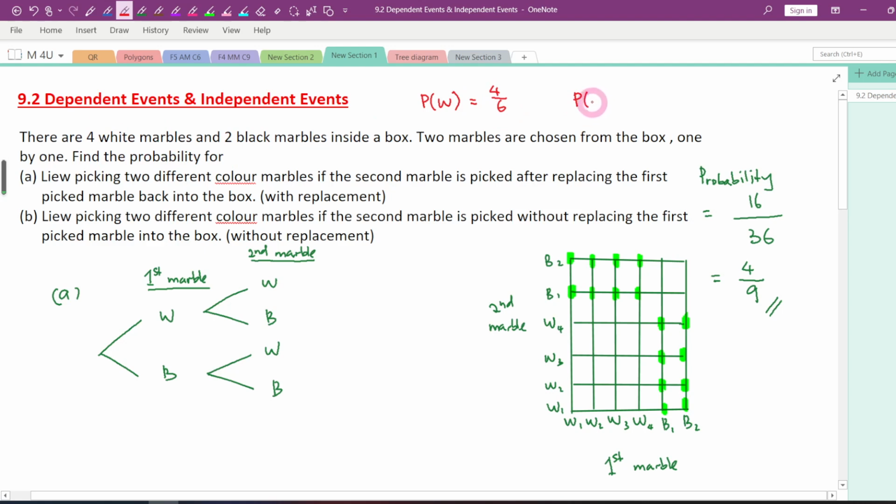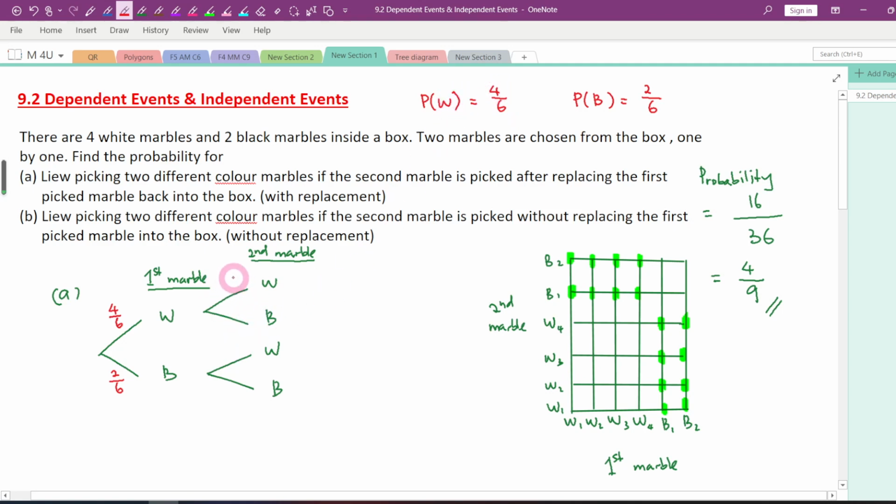What is the probability of getting a black marble? 2 over 6. Okay, now I'm going to fill in the probability near the branches here. So 4 over 6 for white. This is 2 over 6. So I suggest you don't simplify it, because if you write 4 over 6, it's clearer.